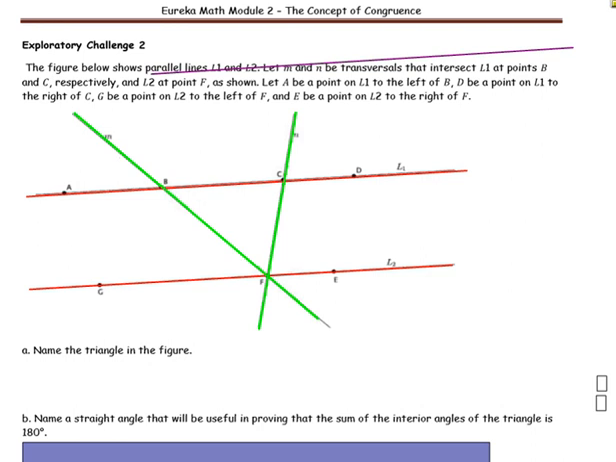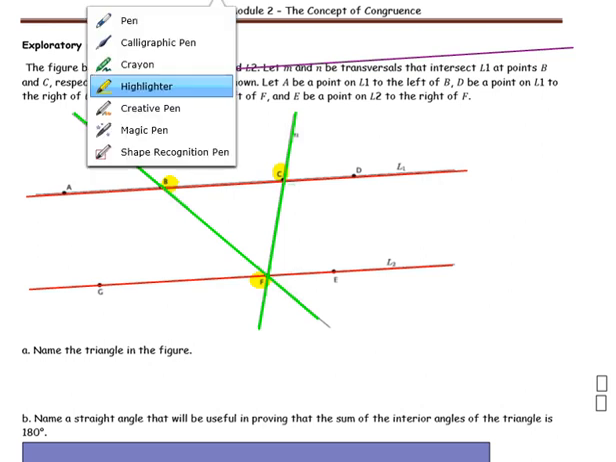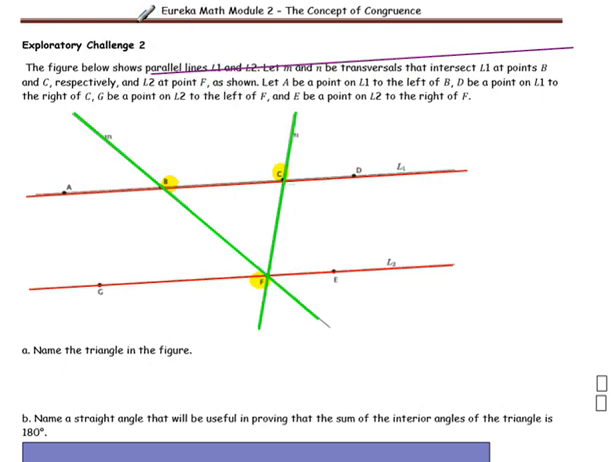All right, now name the triangle in the figure. So our triangle is BCF. Let's write that down. The triangle in the figure is triangle BCF.